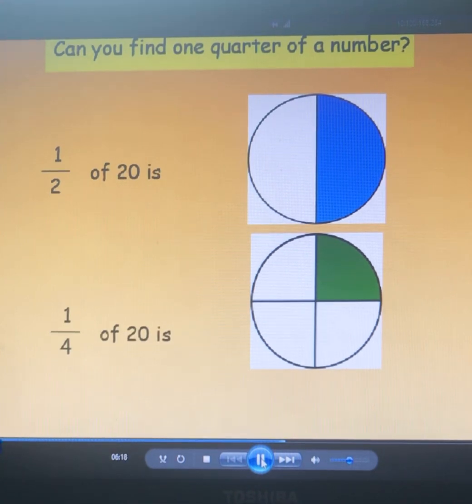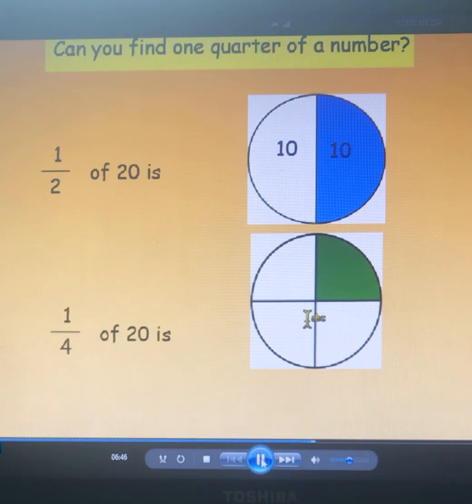Let's have another go. This time we want to find a quarter of 20. We're going to start off by finding a half of 20. Half of 20 is 10. If I put them together, I'd have 20, wouldn't I? 10 and 10 is 20. So half of 20 is 10. When we're finding 1 quarter of something, we're halving and we're halving again.